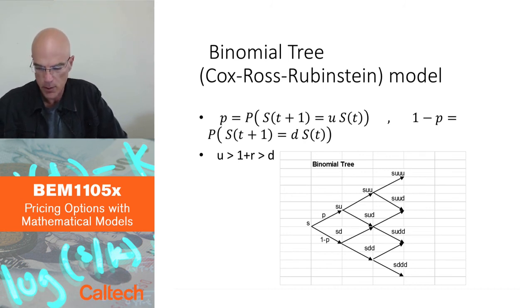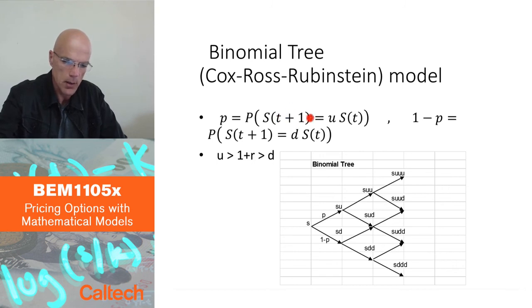All right. So the model formally consists in stock at the future time being equal to stock at the previous time times the up factor u, or stock at the future time is equal to the stock at the previous time times the down factor d. And in principle, you could introduce probabilities for going up and probabilities for going down. So small p is a probability of going up, and 1 minus p is a probability of going down. And there is a condition here that the up factor has to be larger than 1 plus r, and 1 plus r has to be larger than d.